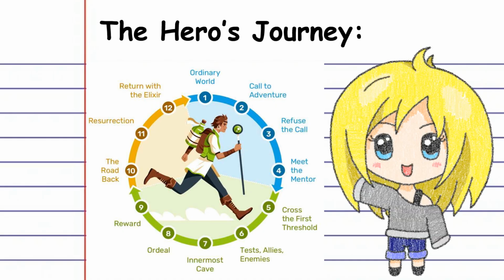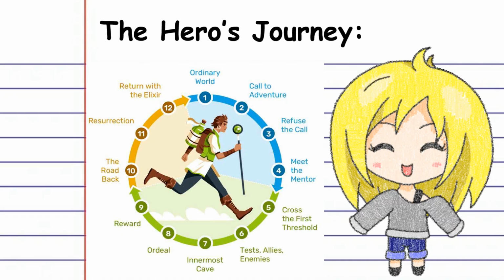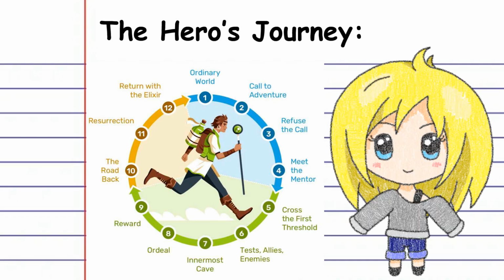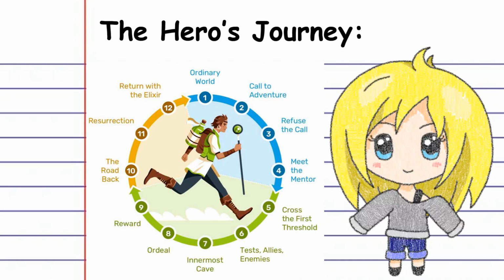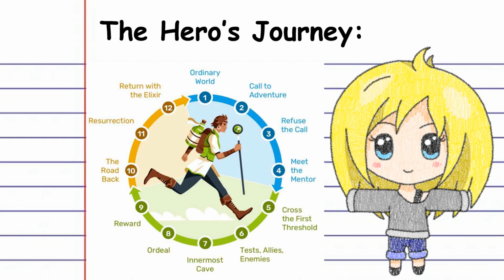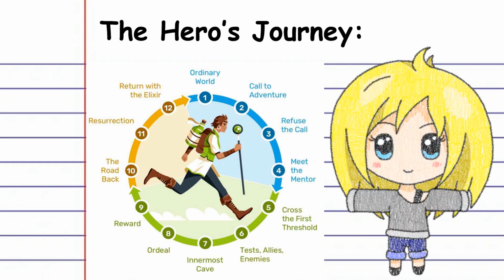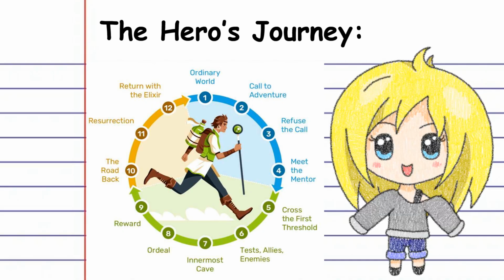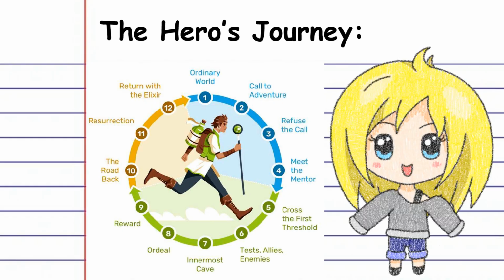And finally, the return with the elixir. The journey is over, the hero returns home, but they return with something more than what they had before. It could be something tangible, like a treasure, or a magical artifact, or even a lover. It could be a lesson that the protagonist has learnt. It could just be that despite all odds, the protagonist has survived where others have not. Whatever it is, the ending of the novel makes it clear to the readers that the events of the novel have changed the protagonist's life in some capacity.